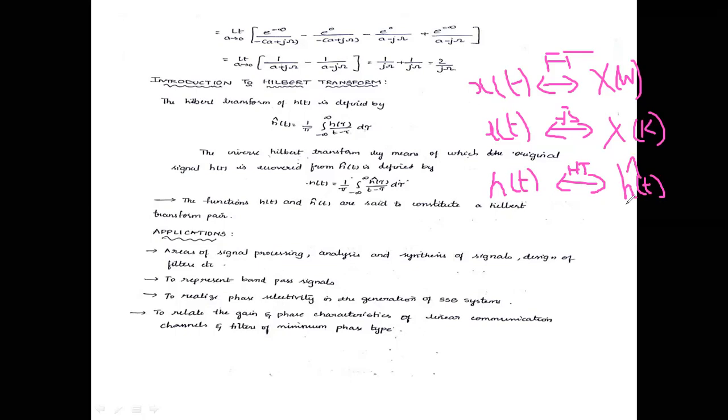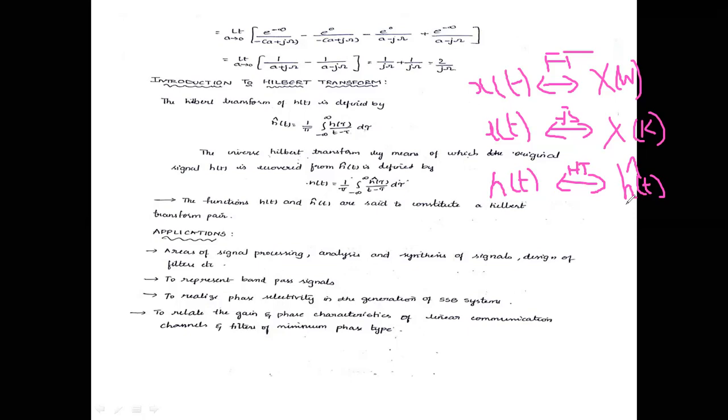The Hilbert transform does not involve a domain change. Means time domain is not converted to the frequency domain. Time domain to the time domain only. The Hilbert transform of a signal h of t is another signal denoted by h cap of t, in the same domain only. Time domain converting into the time domain only. It is not converting into the frequency domain, my dear students.